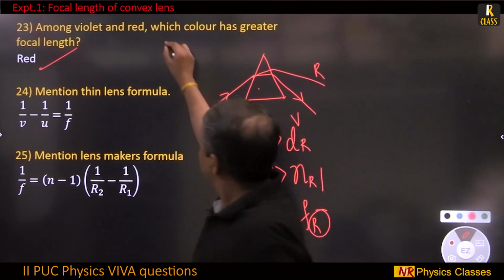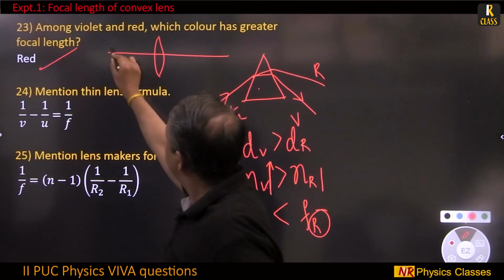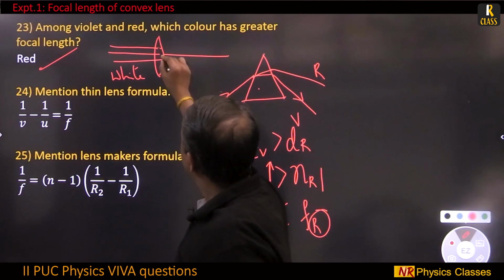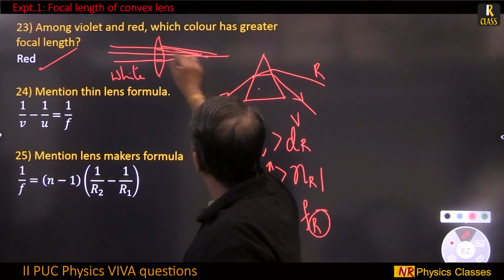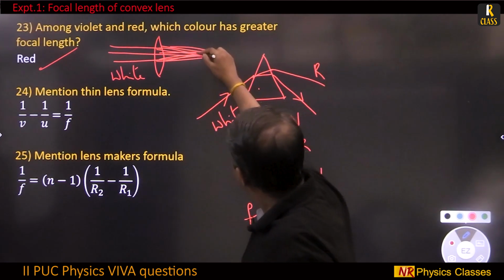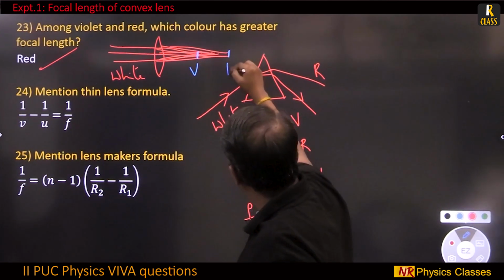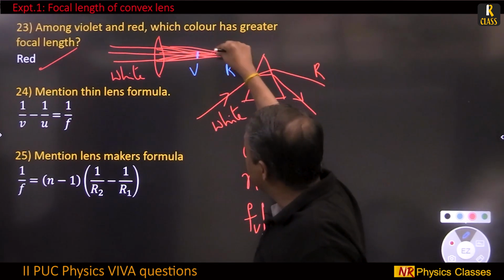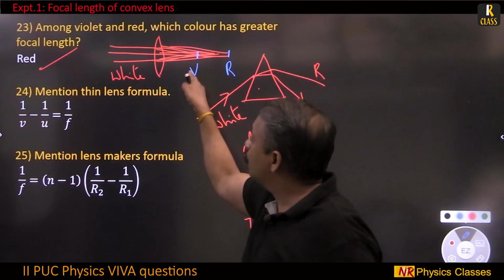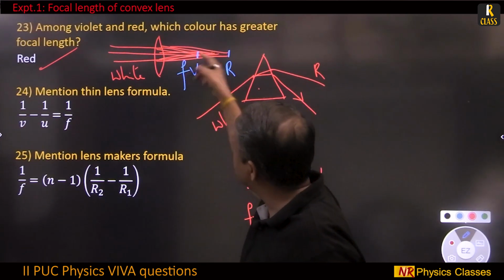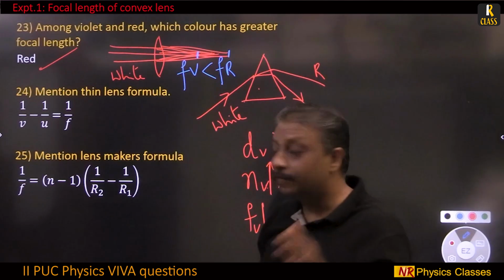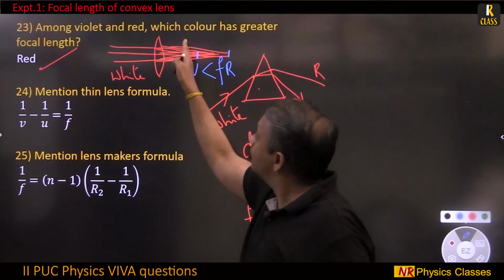Remember like this. Lens, if there is incident white light, then formation of image will be at different points depending on the wavelength. This is for violet and this is for red. We get series of images corresponding to different wavelengths. Violet will be closer to optic center, means focal length of violet is less than focal length of red. Focal length of the lens for red light.